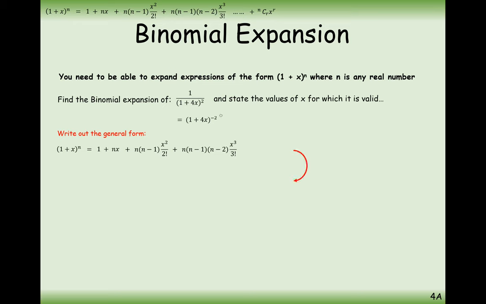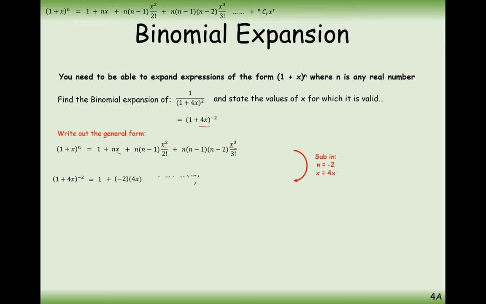Think about what our n values are going to be and what our x values are going to be. In this case here, n is the power, so n is going to be minus 2. And we're going to be replacing all of our x's with 4x's. So all of these x's here get replaced with 4x's. And the 4 even gets squared when it's in the squared term, and the 4 even gets cubed when it's in the cubed term as well.